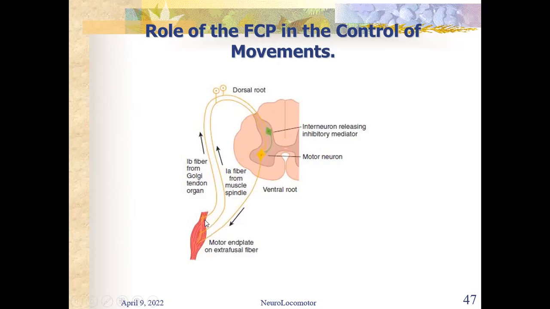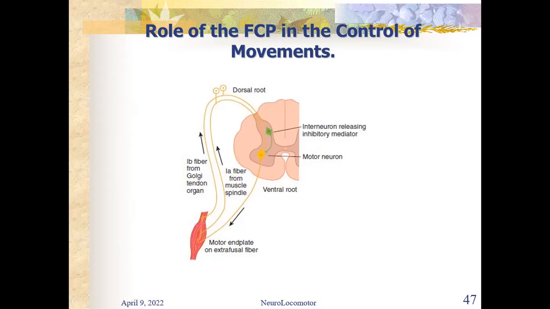The sensory afferents from the muscle spindle or from the proprioceptors terminate in interneurons, which connect to the alpha motor neurons, which are the final common pathway. So here, the IB fiber terminates on an interneuron, releasing inhibitory mediators that can help to inhibit the action of the alpha motor neurons.